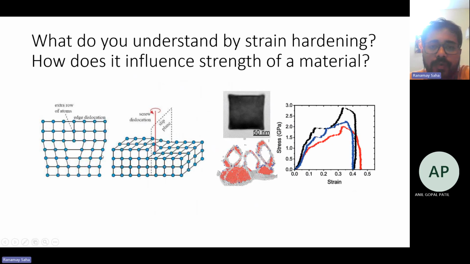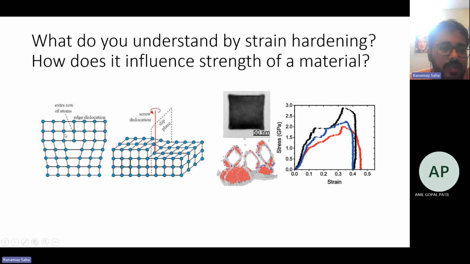Moving ahead to a very interesting topic, what is called strain hardening. It is a very crucial phenomenon which occurs in all the manufacturing processes, and it influences the strength of a material heavily. All the concepts of plastic deformation, ductility, brittleness, everything in some way comes out of, or is influenced by, the strain hardening phenomenon.